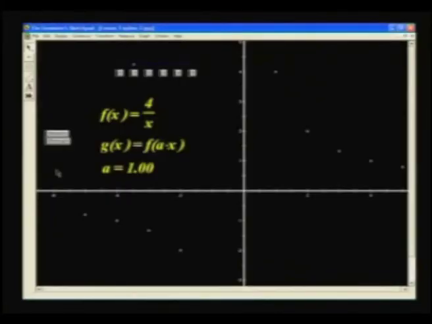I'm not going to get caught out again. Let me think about this. We've changed the a value from 1, which was now 2. And then all of the points should once again move closer to the y-axis. There's only one way to be sure.